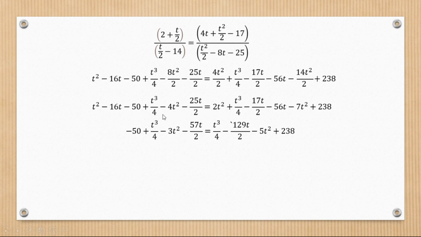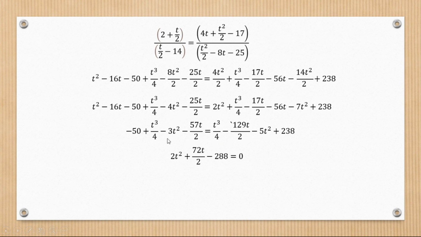So now when I add this to this, I'll actually have 57t over 2. So on this other side, when I get this minus this, I'll have 129t over 2, as you can see right there. So next thing, as I can see, is this and this will cancel. And then I can see that I can group this 3t squared with this negative 5t squared.